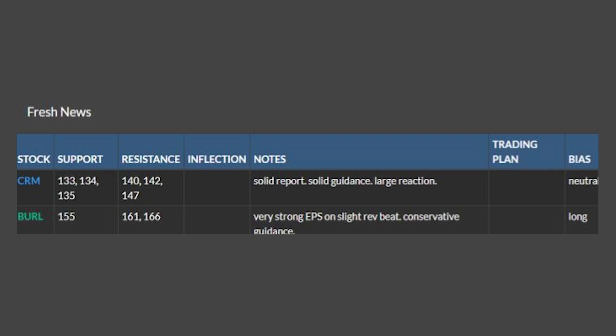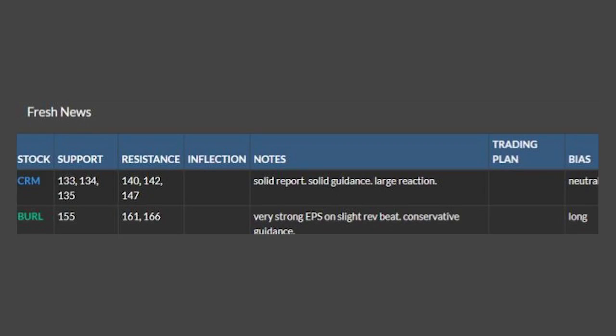The catalyst in the case of BURL was very strong earnings per share on a revenue beat that wasn't that large. The reason why I like this catalyst is that one of our favorite things as short-term traders is to look for expanding margins. Those are positive. Contracting margins are negative. When we see expanding margins, those are potentially good intraday swing trades and can turn into multi-day swing trades to the upside. In this case, BURL did beat on revenue, but their EPS they crushed.